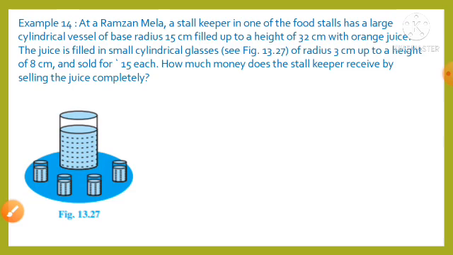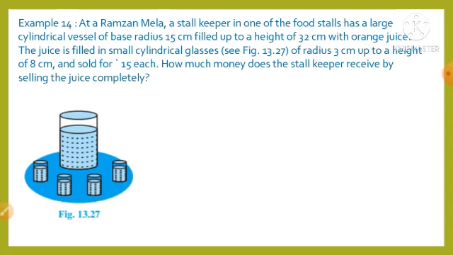Next, example 14. At a Ramzan Mela, a stall keeper in one of the food stalls has a large cylindrical vessel of base radius 15 cm filled up to a height of 32 cm with orange juice. The juice is filled in small cylindrical glasses, look at the figure, of radius 3 cm up to a height of 8 cm, and sold for rupees 3 each. How much money does the stall keeper receive by selling the juice completely? So look at the figure first.